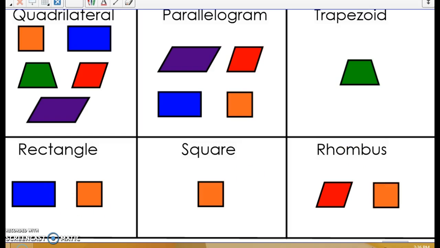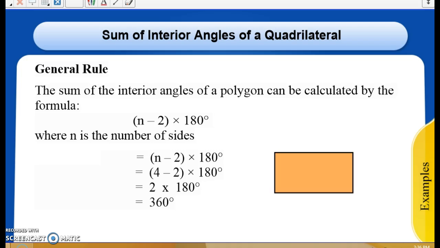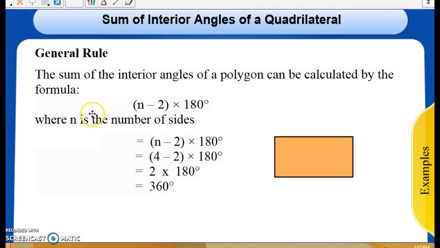The other part of today's homework is to figure out the missing angle. And we're pretty much just going to be using this formula right here: n, which represents the number of sides, or number of corners, minus 2, times 180. So if we're looking here, there are 4 vertices, 4 corners. So I'd put in 4 for my n. 4 minus 2 is 2. 2 times 180 is 360.